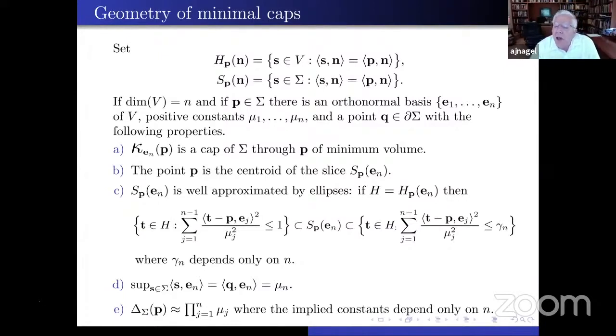If I let H be this hyperplane, then the intersection is contained between two ellipses where the major axes, minor axes, the various axes are these constants mu1 through mu(n) minus 1. The constant mu(n) somehow tells us the distance between the point P and the maximum in the direction of En, and the volume of this minimal cap is given by the product of these mu j's. This is not very hard to prove using what's known about ellipses in bounded convex sets.